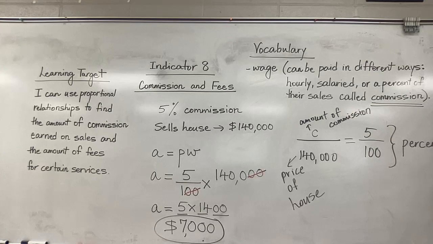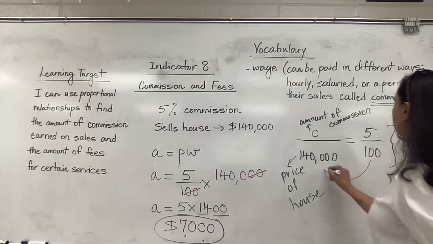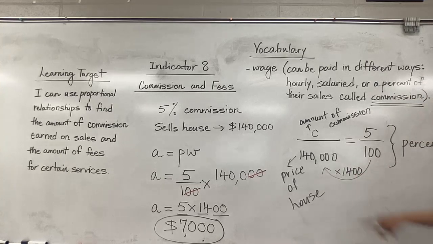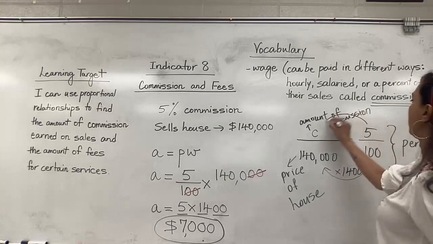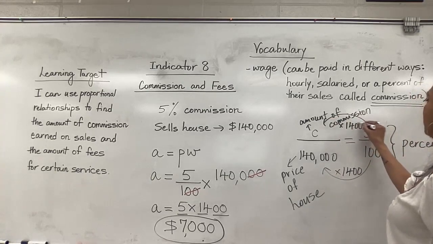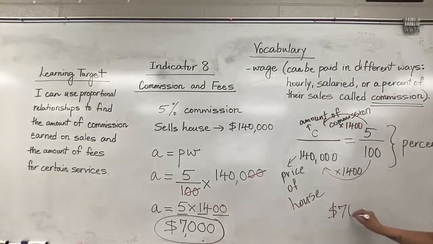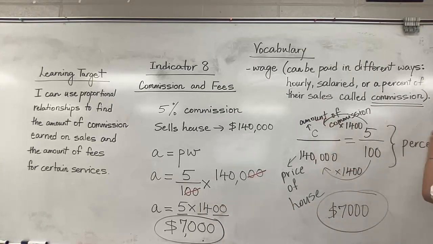And then when I look at this, I know that 100 times 1400 gives me 140,000, right? Because 1, 2, 3, 4, and that has 4 zeros. So 100 times 1400 gives me 140,000. So whatever I do to the denominator, same thing to the numerator, times 1400. And see, I end up at the same thing, 5 times 1400, and I get $7,000. Again, either way is fine. You could have done cross products and then simplified, and we've done cross products also in the past repeatedly.